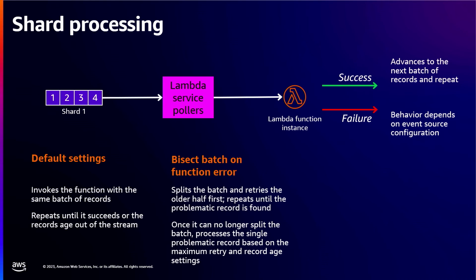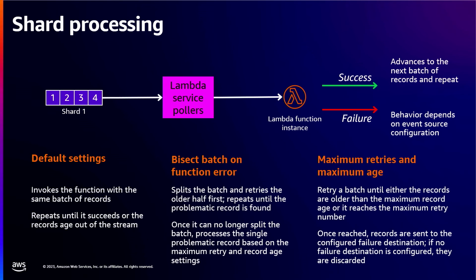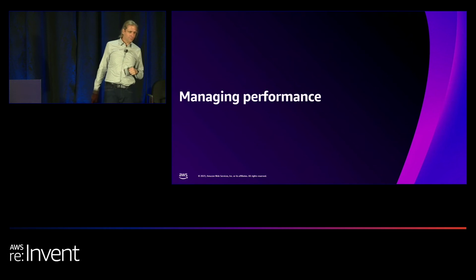And then the batch with 1 record is retried until it's successful, and this is going to respect the maximum number of retries and record age in the stream. And in this case, earlier retries don't count towards the maximum retries. And then records that are retried the maximum amount of times or have aged out of the stream are discarded. And oftentimes you want to save these messages, so you can use Lambda destinations and configure a failure destination and send those records to this destination, so you can keep that record.